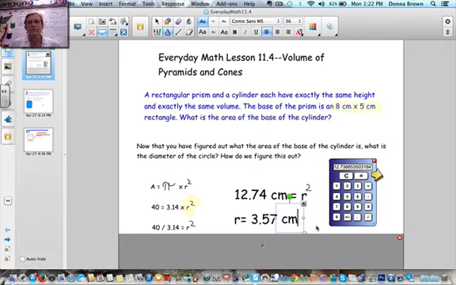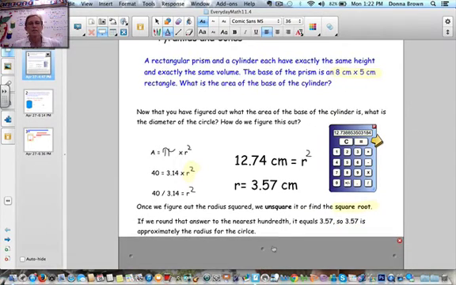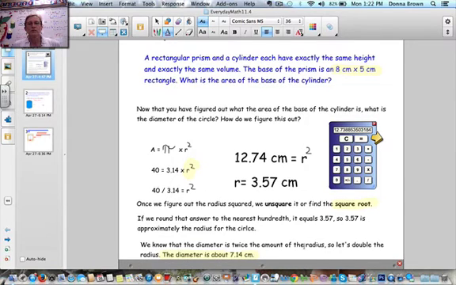Okay. So now we've got that part. But if we go back to the question, it was, what is the diameter? This is what we're looking for, the diameter. So once we know that the radius is 3.57, all we need to do then is double it. So if we round the answer to the nearest hundredth, we get 3.57, and that's the radius, and so all we have to do is double it. So we know that the diameter is going to be about 7.14 centimeters.